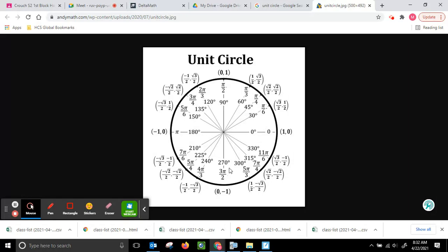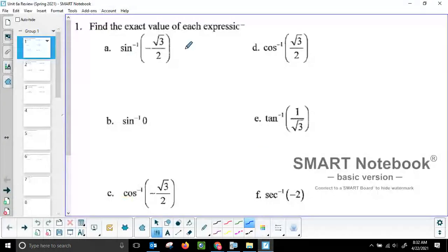But remember, we aren't allowed to call it 5 pi over 3. We have to call it its negative coterminal angle, which is negative pi over 3. So that's all you have to answer for this, and we're done. Very straightforward.